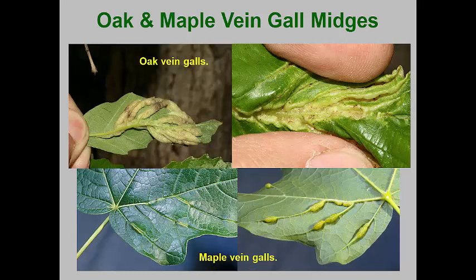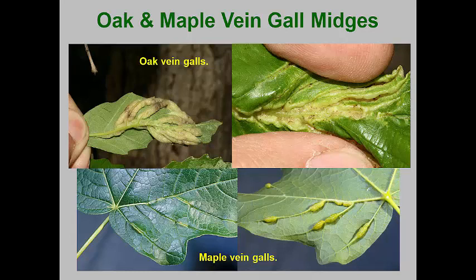By pulling the leaf from the sides, we can expose the tiny midge maggots that are feeding within the leaf tissues within the galls. The maple vein galls are most common on sugar maple. Again, we can see the openings on the upper surface and the pouches on the undersurface. Most of these gall midges overwinter as midge pupae in the soil under host trees.